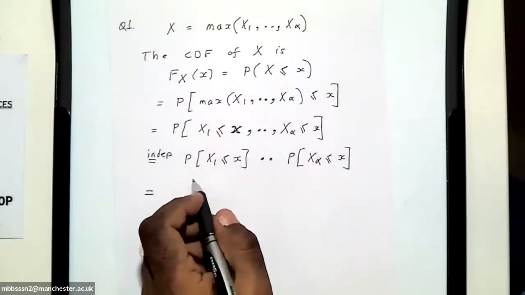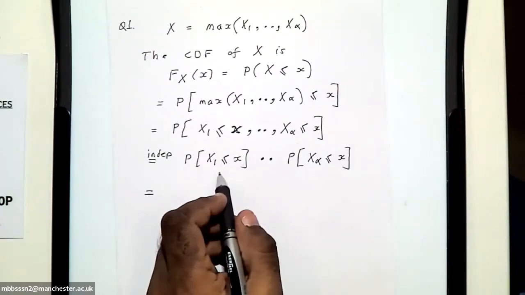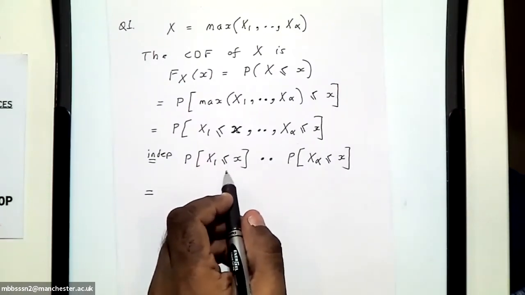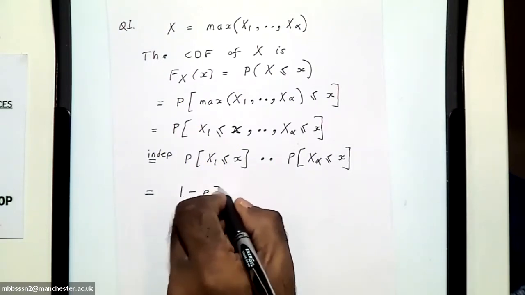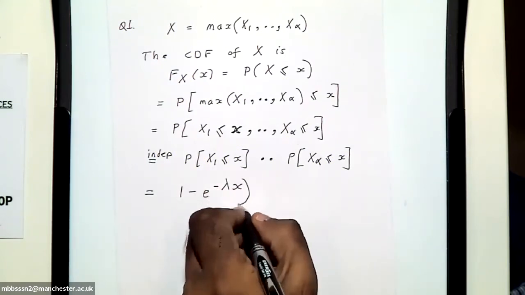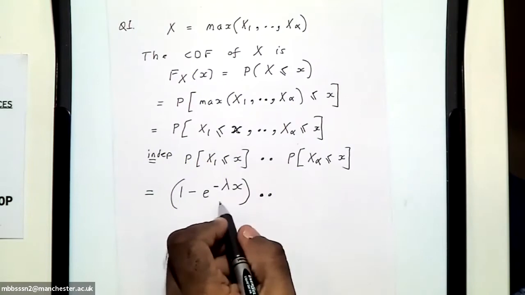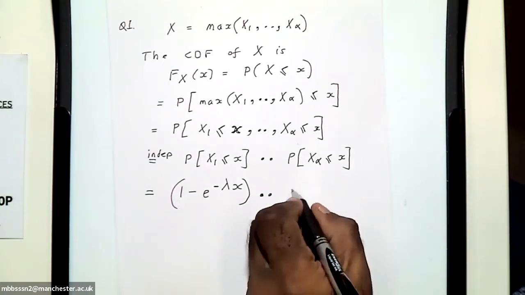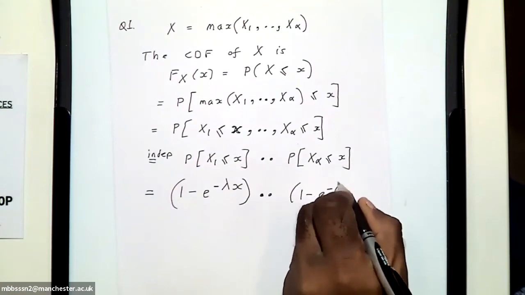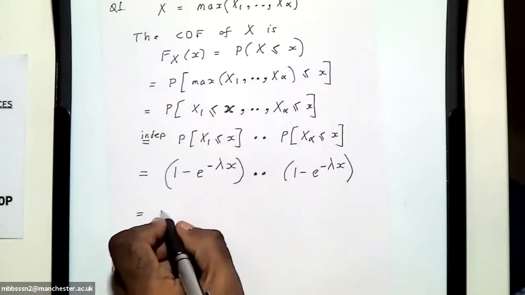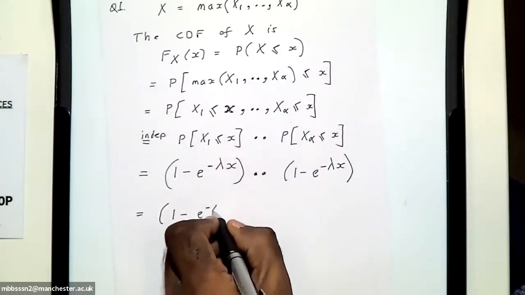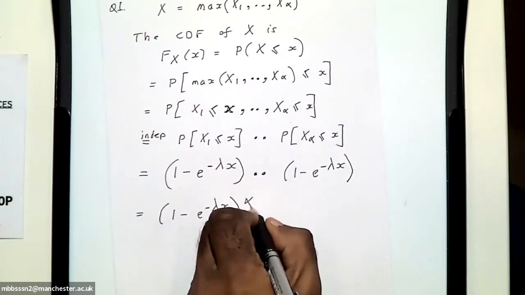Okay, good morning. So this is the CDF of the exponential random variable with parameter lambda. I'm sure all of you know this is 1 minus e to the power of minus lambda x. And this is the CDF of an exponential random variable, and this is also the CDF of an exponential random variable. So if you multiply all this, you get this.